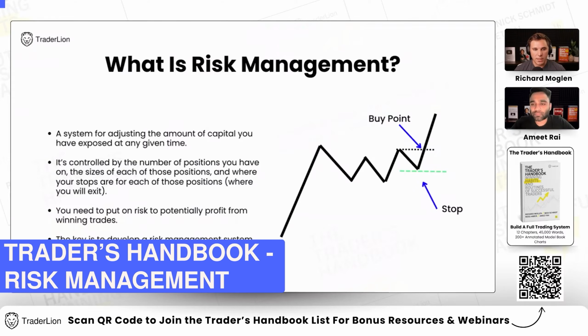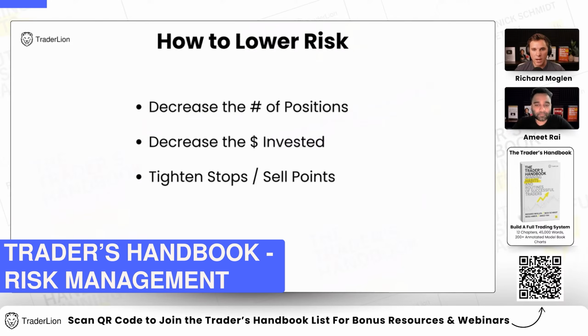Basically, risk management is a system for adjusting the amount of capital you have exposed at any given time. It's controlled by the number of positions you have on, the sizes of each of those positions, and where your stops are for each of those positions. So how do we lower that risk? Say we start a corrective environment like a few weeks ago. How do we lower the risk given that those are the three factors?